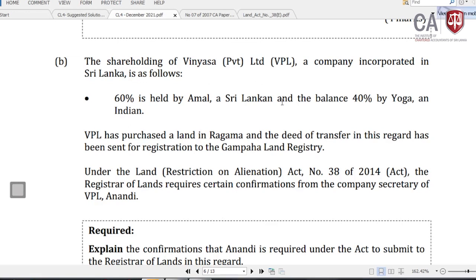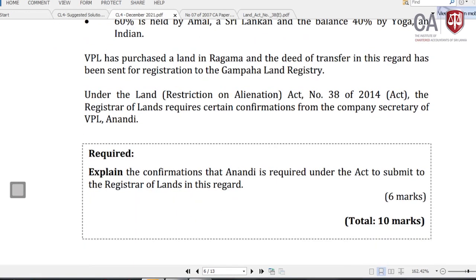So, on one hand, at the time of registration, the foreign shareholding of the company should be less than 50%. That confirmation must be given. And after registering the deed of transfer, every 6 months you have to notify the registrar of lands that the foreign shareholding has not exceeded 50% or more. So, it should be less than 50%. So, that is how you should answer the question. And for further information, you can refer to page 189 of the study text.